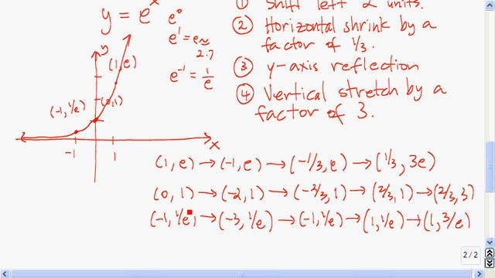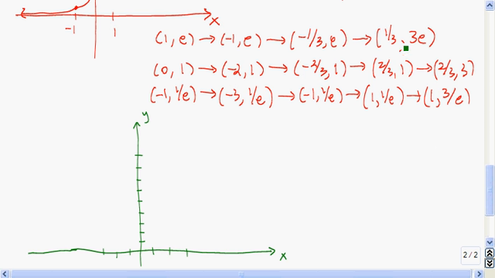Okay, so the point (0, 1) goes to (-2, 1) when we shift left by 2, (-2/3, 1) when we do a horizontal shrink by a factor of 1/3, then (2/3, 1) after the y-axis reflection, and (2/3, 3) after the vertical stretch. Similarly, the point (-1, 1/e) goes to the point (1, 3/e). Now we need to plot these points.